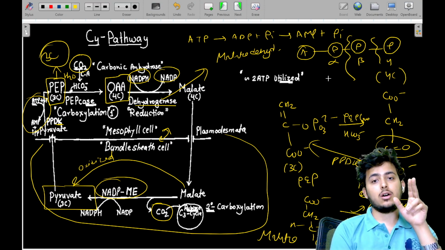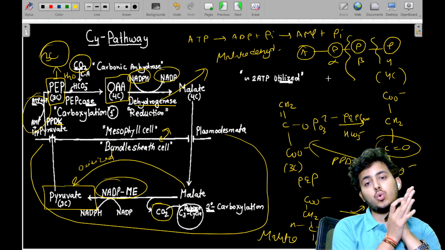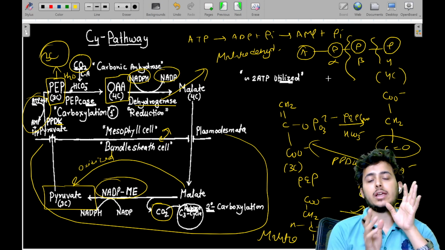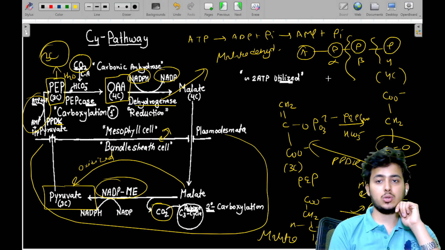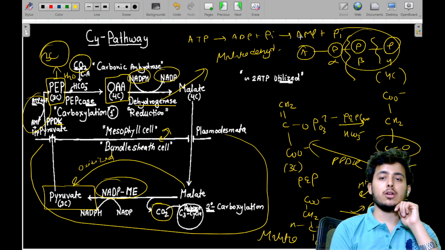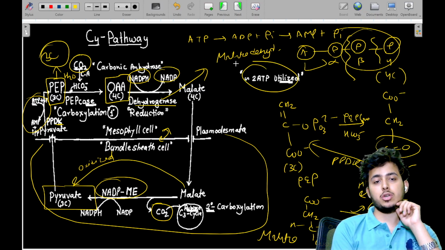So basically that energy release is equivalent to the 2 ATP hydrolysis energy. That is, 2 ATP give rise to 2 ADP plus 2 Pi, that is equivalent to that. So basically here you are getting the pyrophosphate and then you have the AMP. So that's why in the process 2 ATP are utilized.